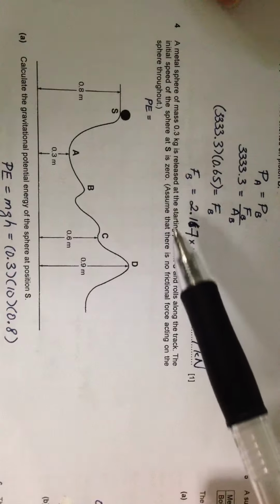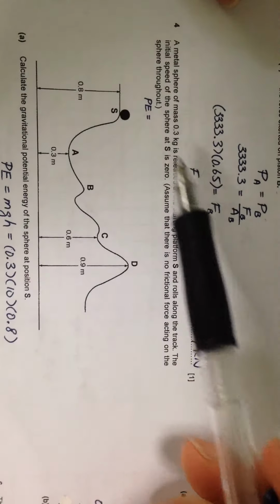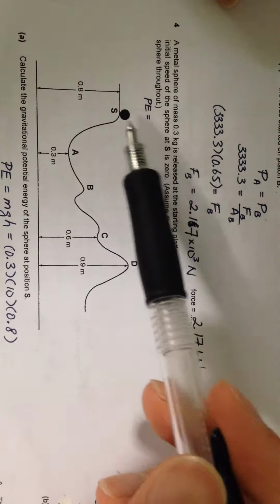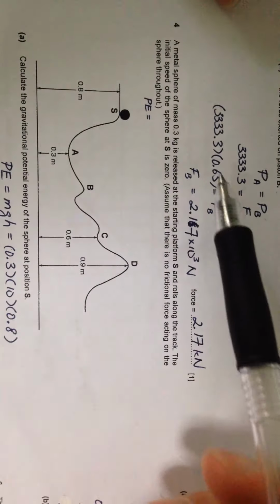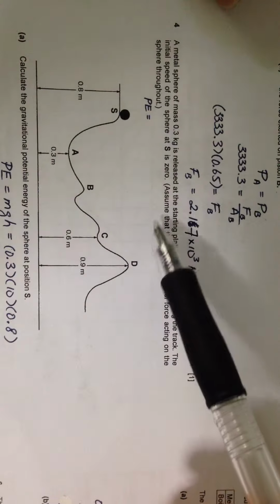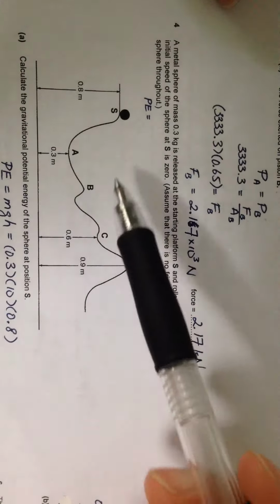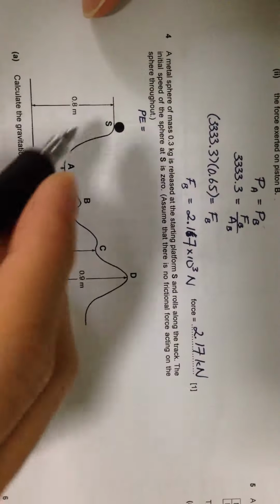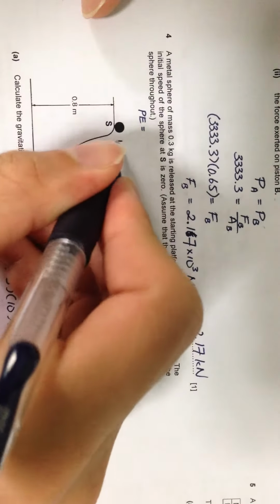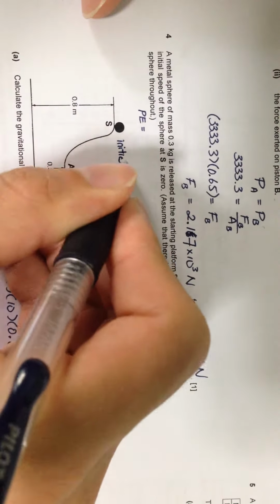Okay, question 4 is about energy conservation. You are given a sphere and it is rolling along this path and all that. When you are doing the energy conservation kind of question, you must determine a reference point. My reference point is the start here. So this is my initial position.